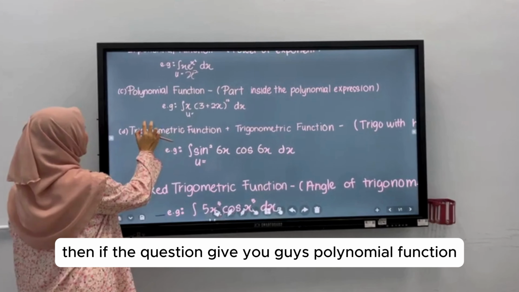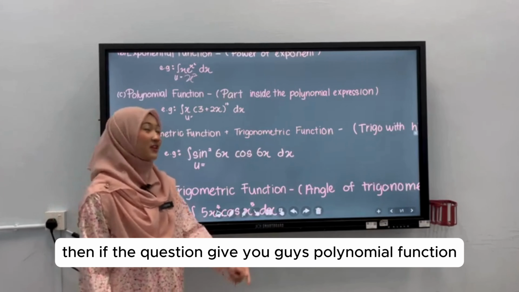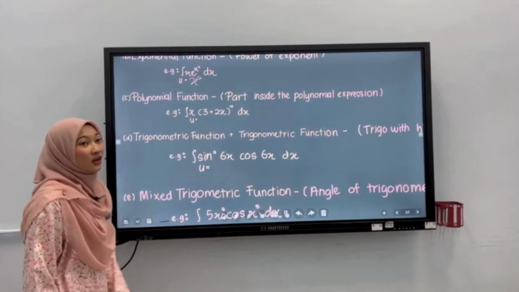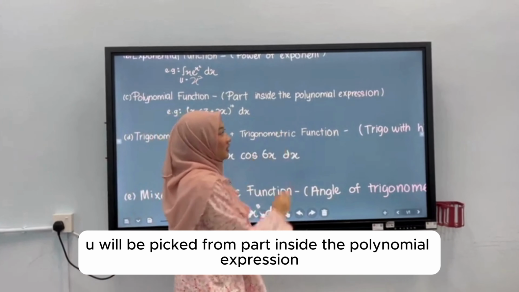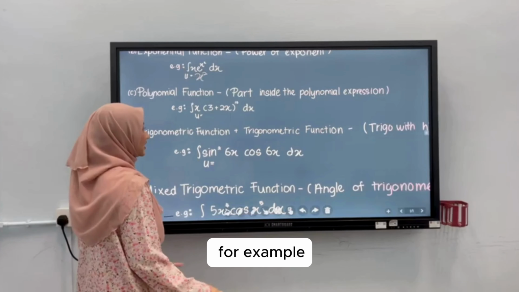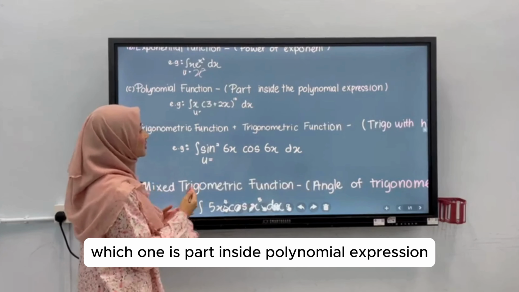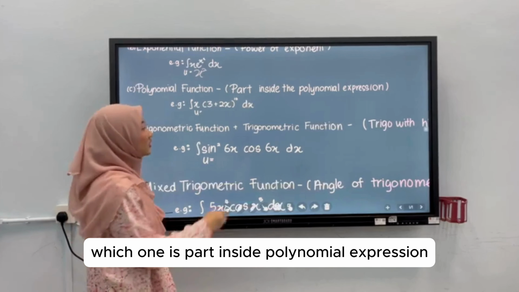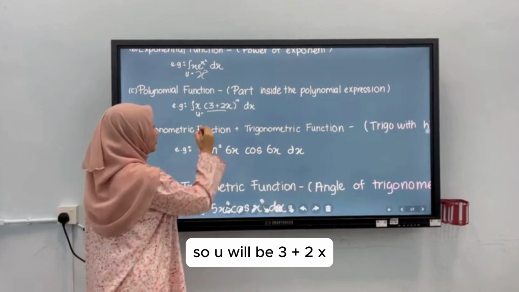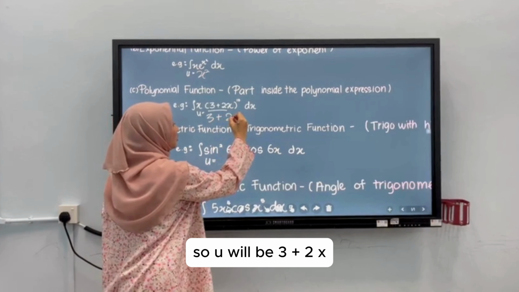Okay, then if the question gives you a polynomial function, u will be picked from the part inside the polynomial expression. For example, this equation, which one is the part inside the polynomial expression? This one, right? So, u will be 3 plus 2x.